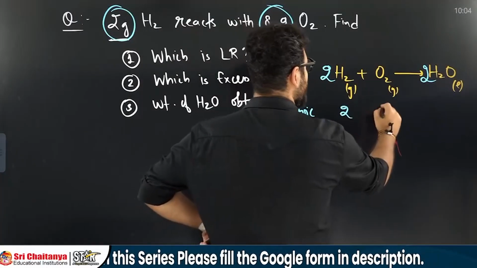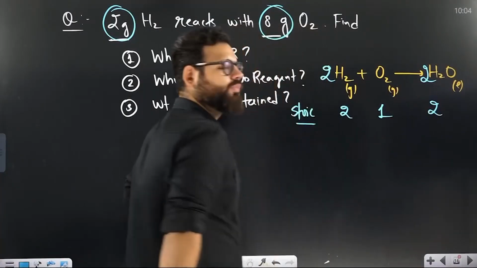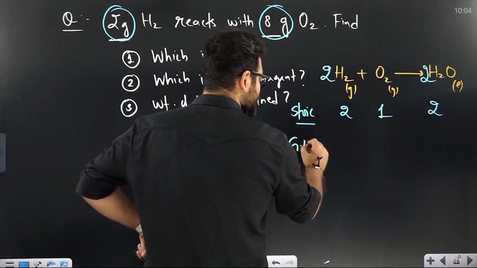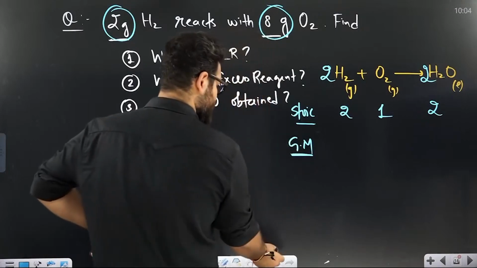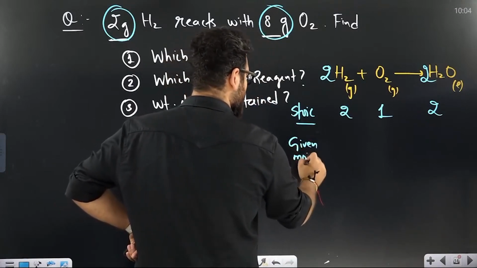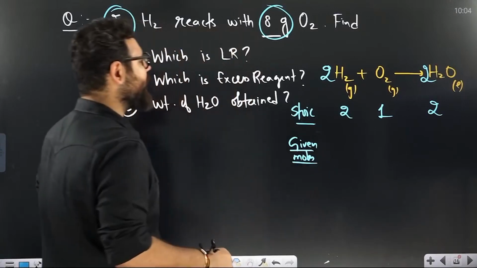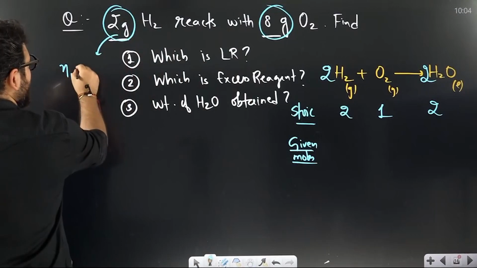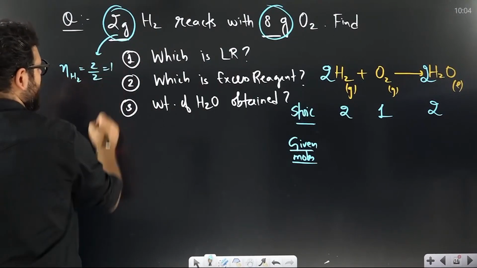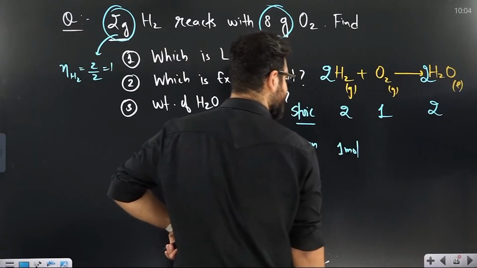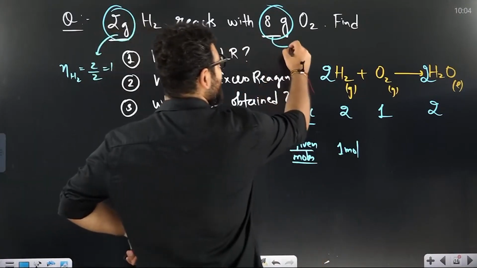Stoichiometry is 2, 1, 2. Now, what are the given moles? I am writing it as GM. How many moles of hydrogen are given? 2 gram hydrogen means moles of hydrogen are 2 by 2, which is 1 mole. This is given, 1 mole. Oxygen is given 8 gram.